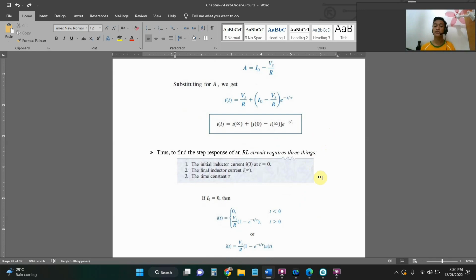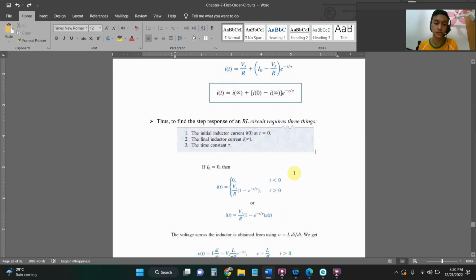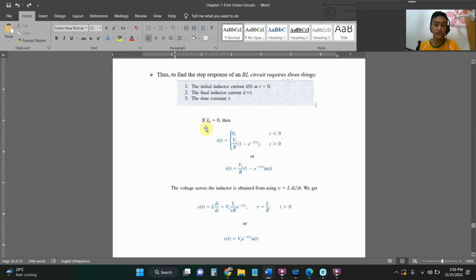The first is the initial inductor current at time equals 0. The second is the final inductor current. And the last is the time constant tau. You must learn the difference between the formulas for solving tau in an inductor and a capacitor. Let's go back here.